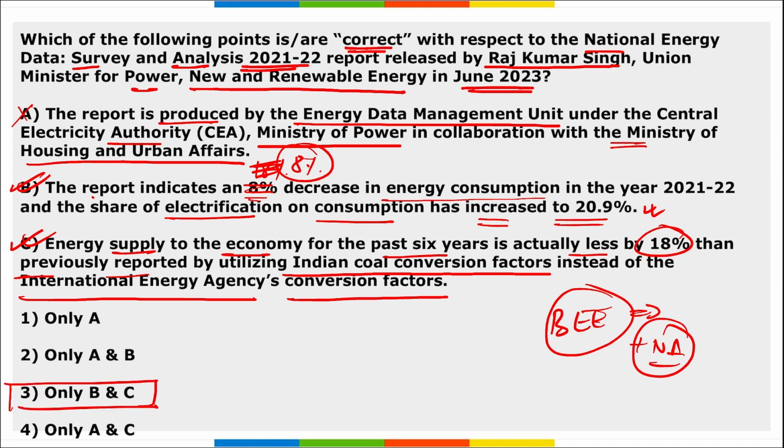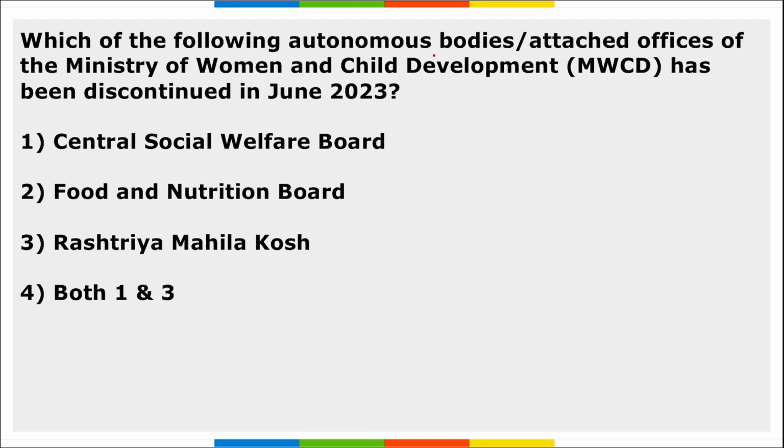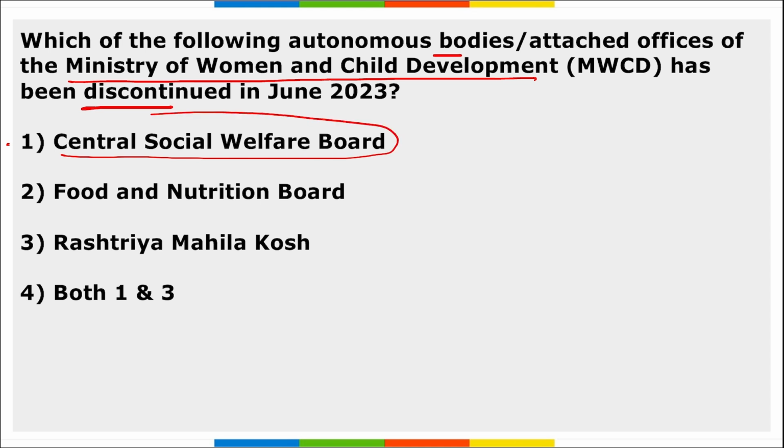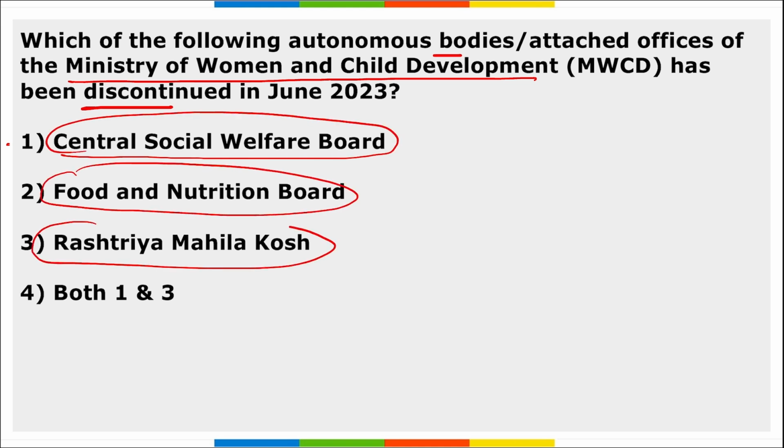Right. Next, which among the following autonomous bodies and attached offices of the Ministry of Women and Child Development has been discontinued? So among them which have been discontinued, remember all these three have been discontinued. First is your Central Social Welfare Board, it has been discontinued. Food and Nutrition Board has been discontinued. Rashtriya Mahila Kosh has also been discontinued.